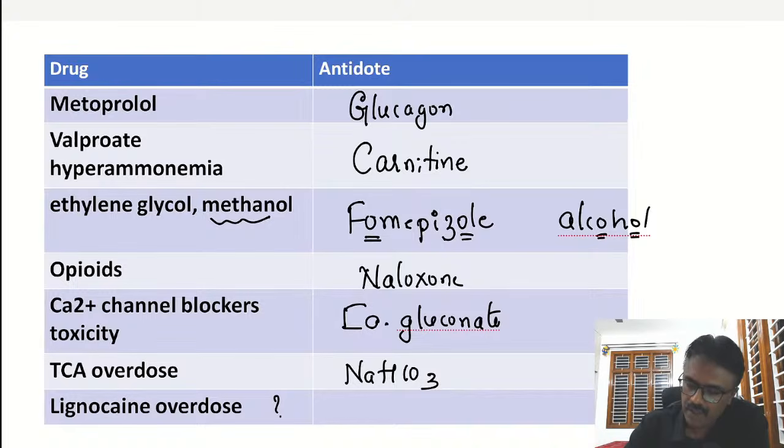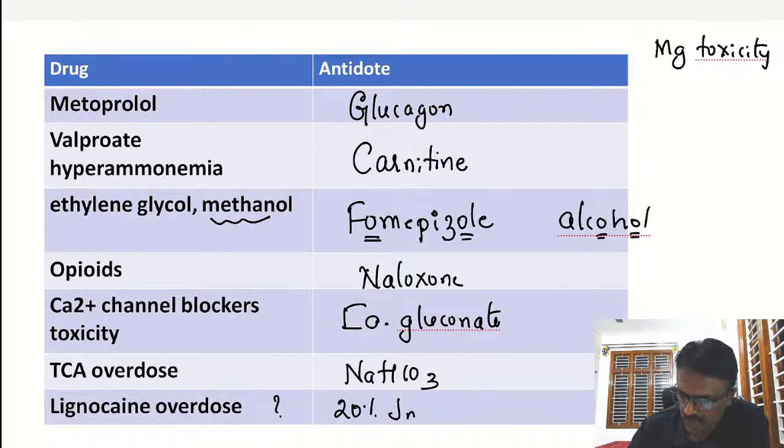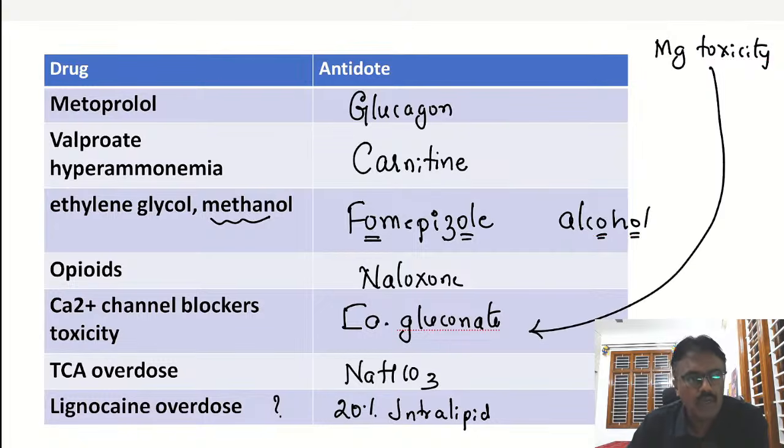And also you tell me, for magnesium toxicity, what is the antidote? Lignocaine overdose, we use 20% intralipid. Magnesium toxicity, the antidote is calcium gluconate. Yes, right.